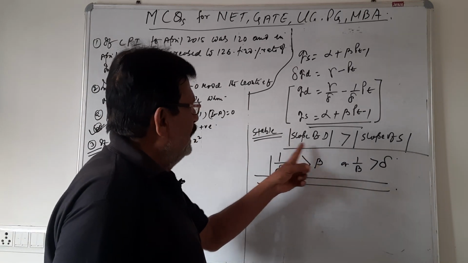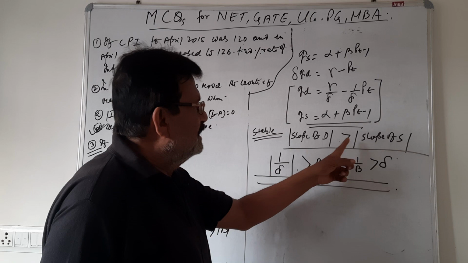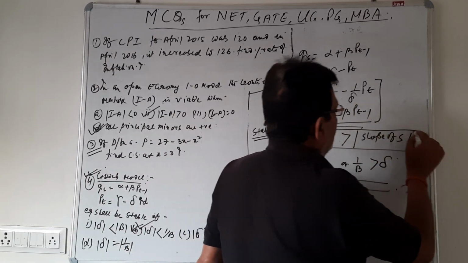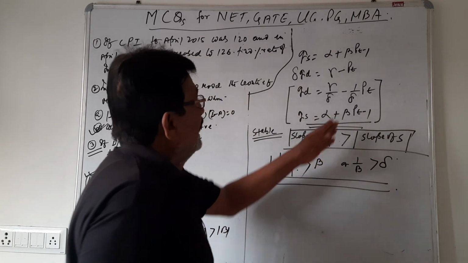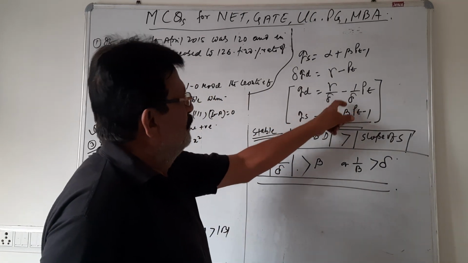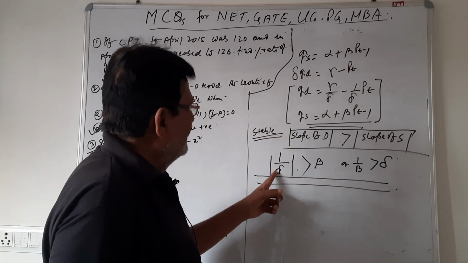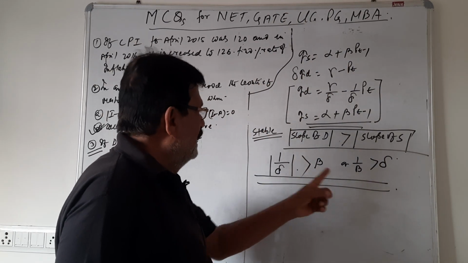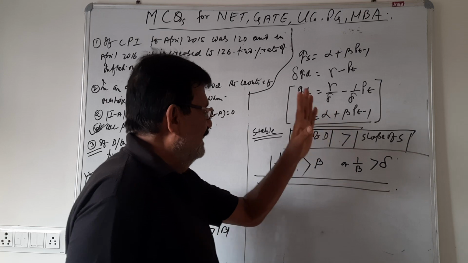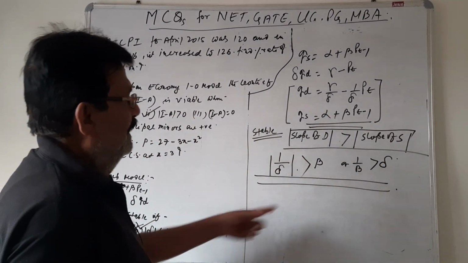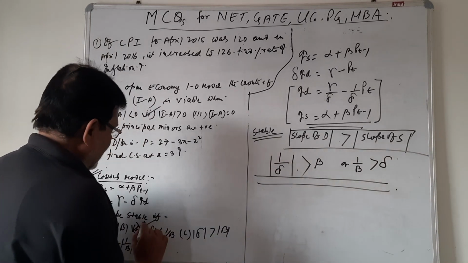So in the cobweb model the time path of price is stable if the absolute slope of demand happens to be larger than the absolute slope of supply. This is the stability condition of the cobweb model. Here we have the slope of demand 1 by delta, and slope of supply beta. So 1 by delta has to be larger than beta, or 1 by beta has to be greater than delta. This is the answer: delta is less than 1 by beta.